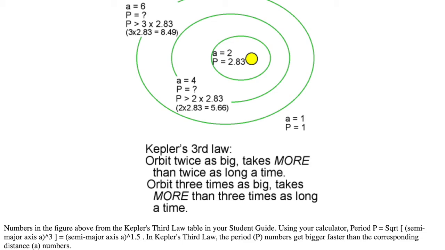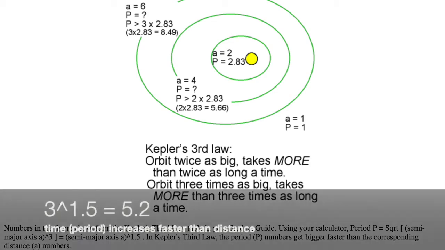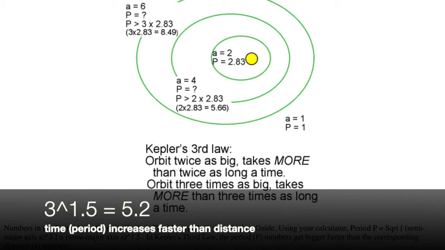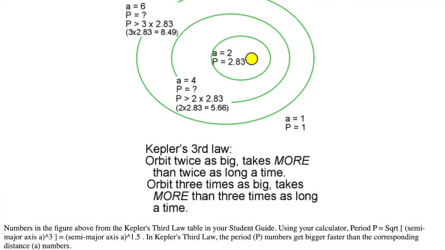One planet or asteroid with an orbit twice as big as another planet or asteroid will take more than twice as long. An orbit 3 times the size of another orbit will have an orbit period of more than 3 times the other orbit. In fact, it would be 3 to the power 1.5 equals 5.2 times as long.